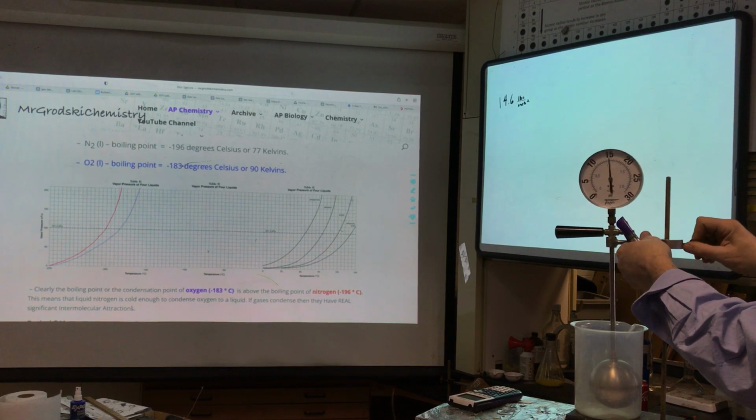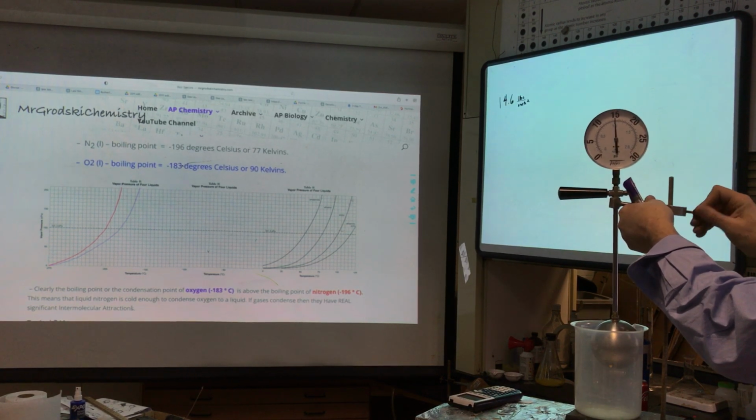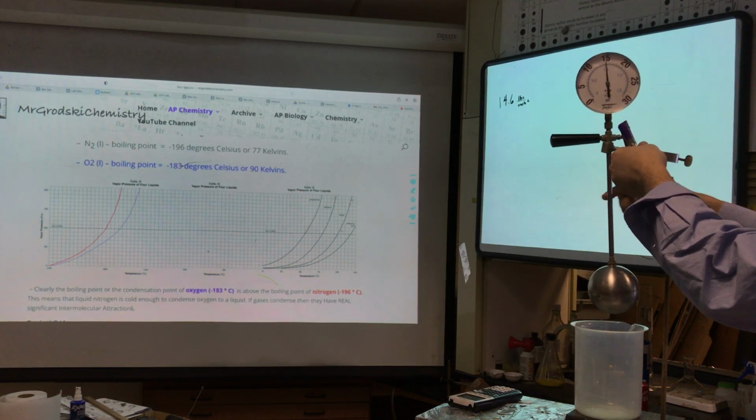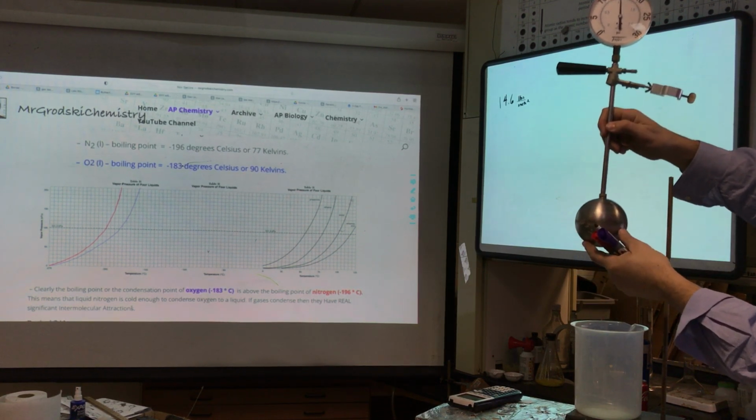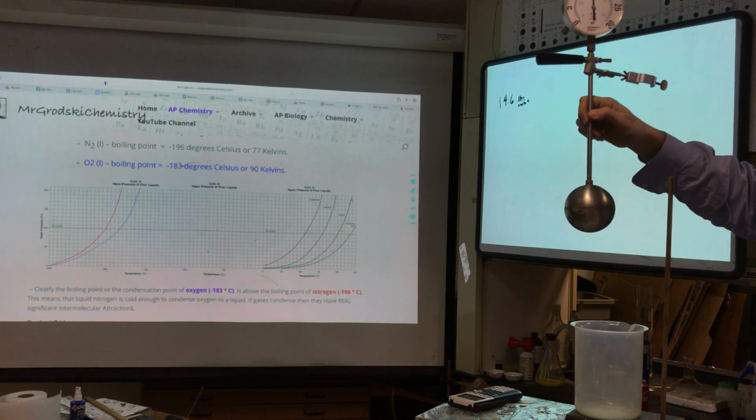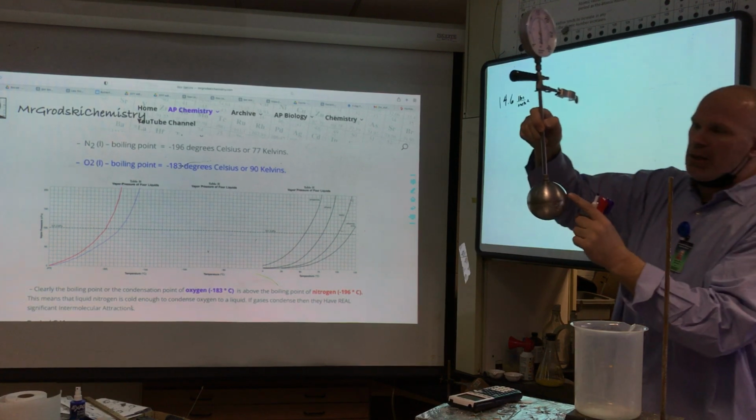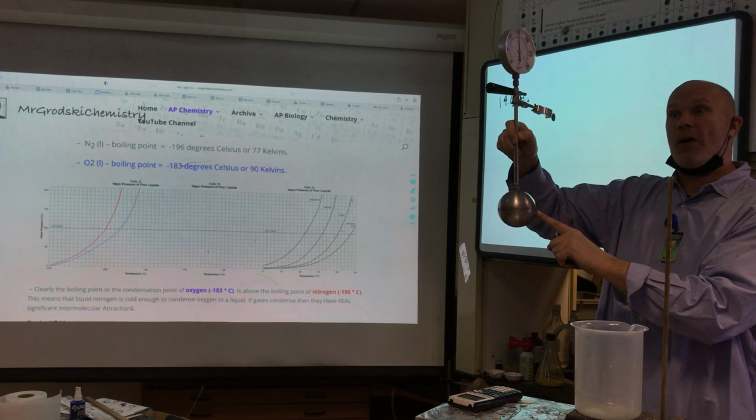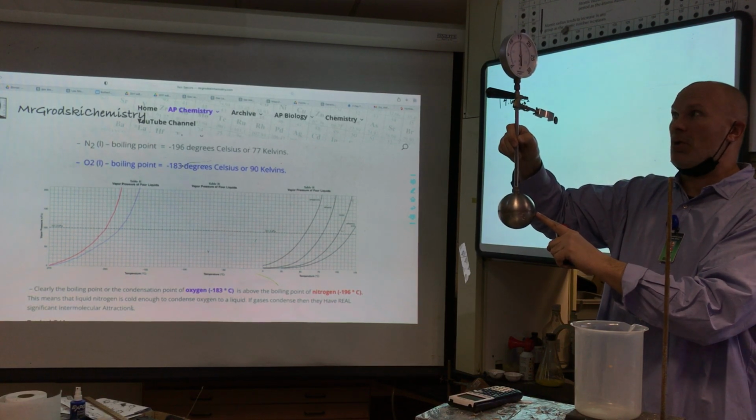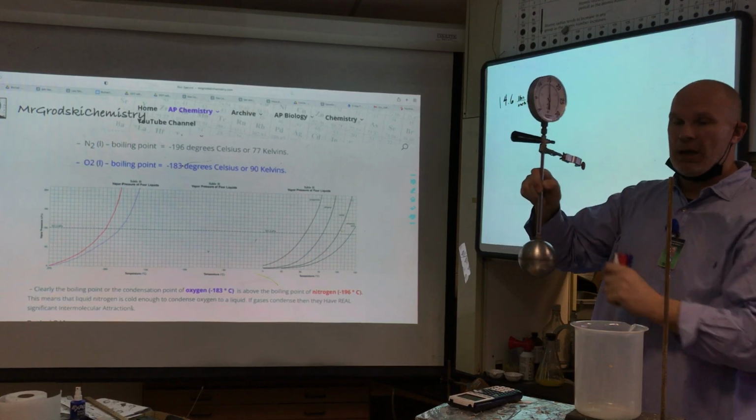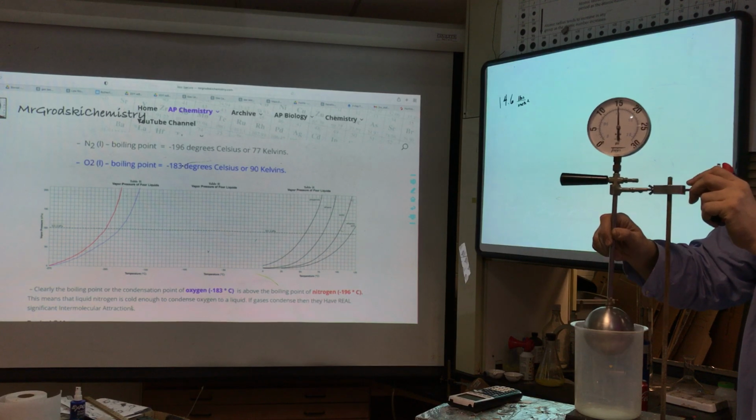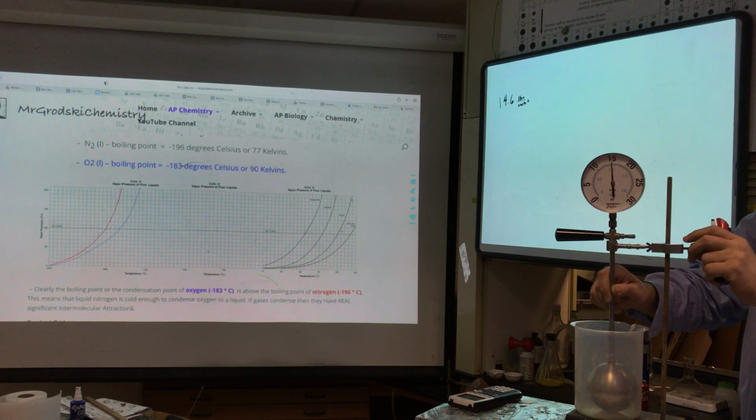This is reading the pressure on the bottom of this flask, or I should say steel sphere. Can't say ball in high school. So this is a steel sphere, and this is a fixed volume. We have a constant volume and a constant number of moles, so pressure and temperature should be directly proportional based upon our understanding of kinetic molecular theory.